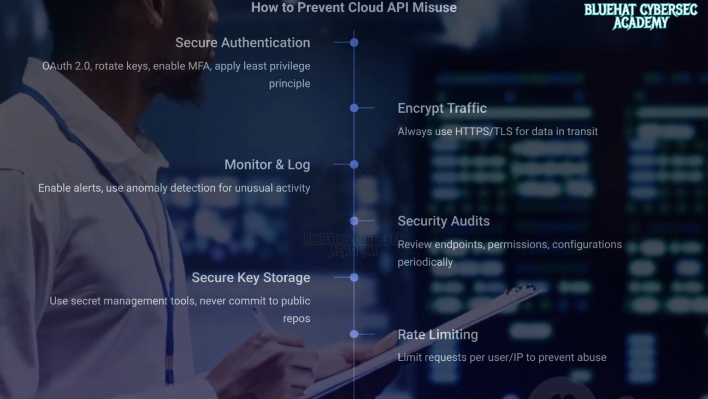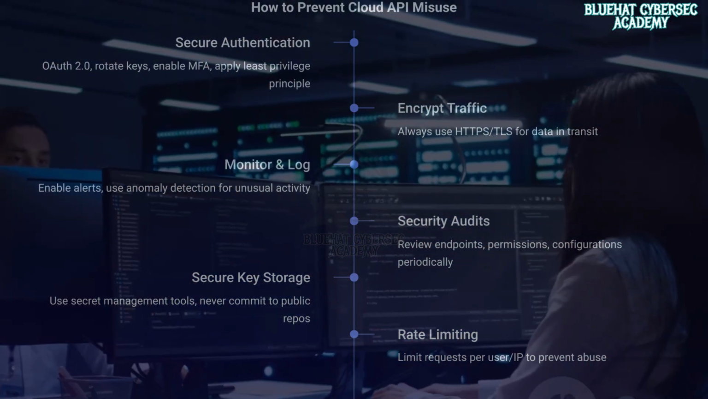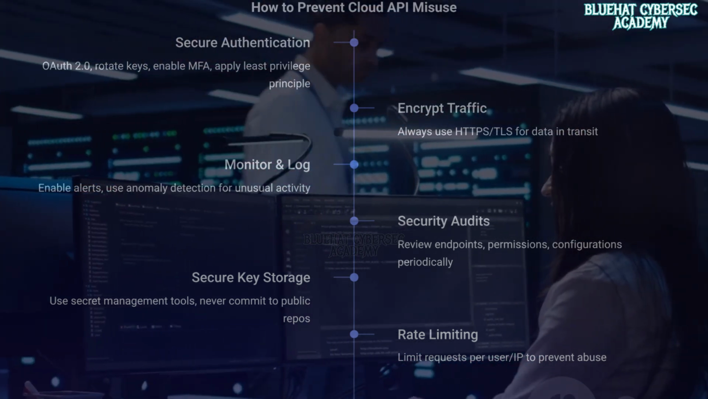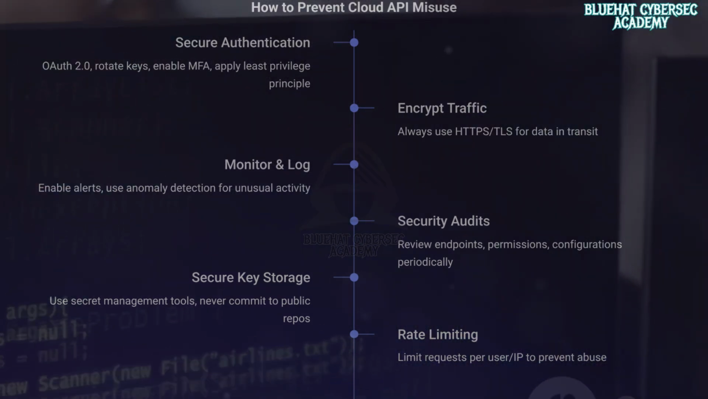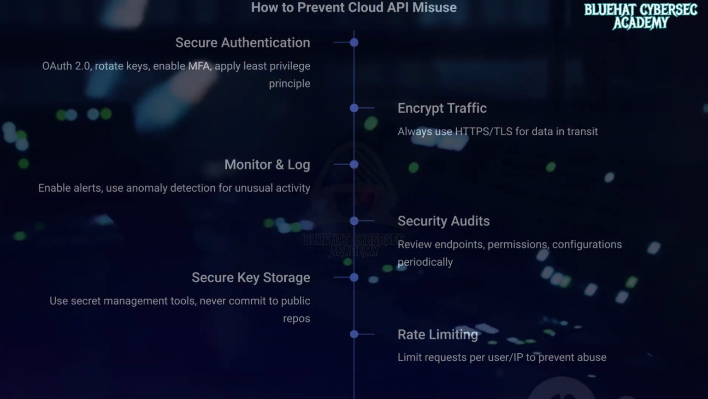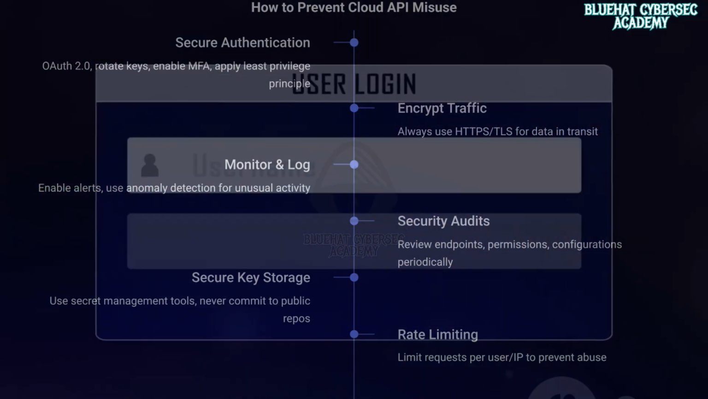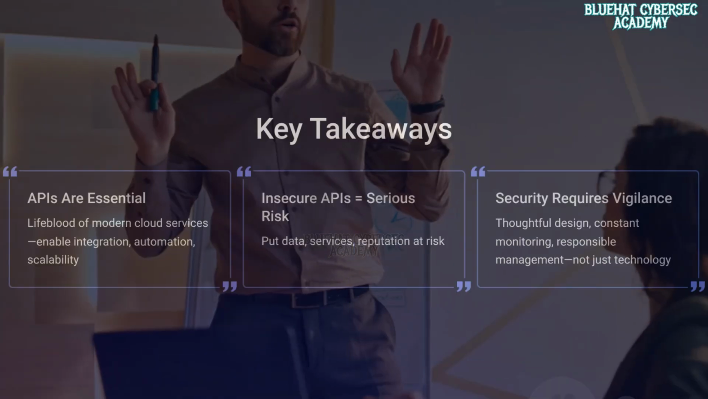Fourth, perform regular security audits. Review API endpoints, permissions, and configurations periodically to detect vulnerabilities. Fifth, avoid hard-coding keys. Store API keys in secure secret management tools and never commit them to public repositories. And finally, implement rate limiting and throttling. Protect APIs against abuse or automated attacks by limiting requests per user or IP.